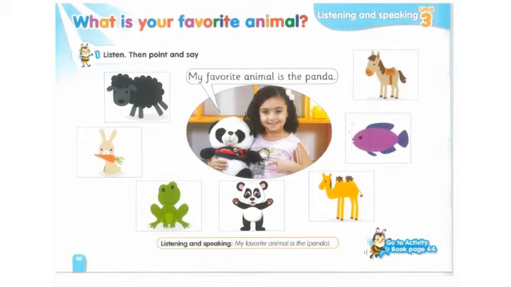Here, the exercise says listen, then point and say. Okay. Sheep, sheep. Rabbit, rabbit. Frog, frog. Panda, panda. Camel, camel. Fish, fish. Horse, horse. And here this girl is saying, my favorite animal is the panda. Her favorite animal is the panda here.